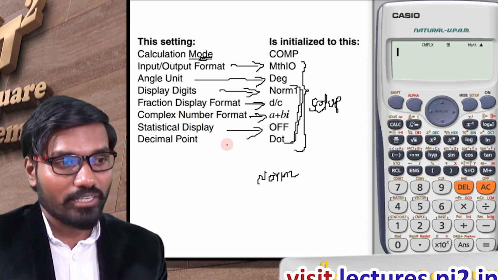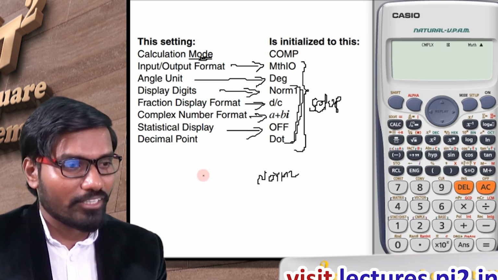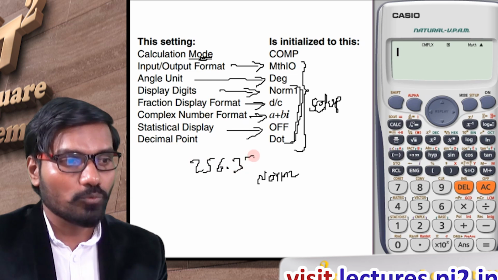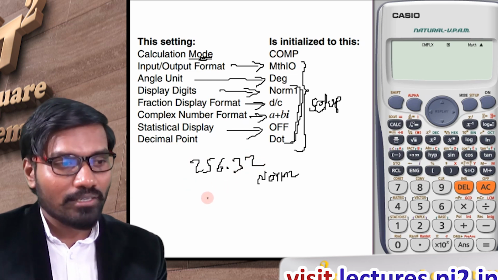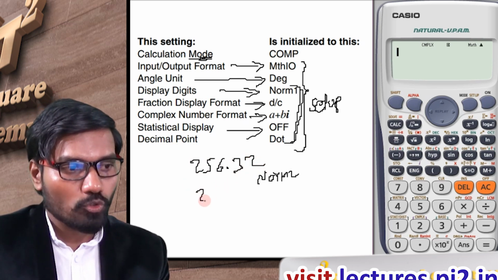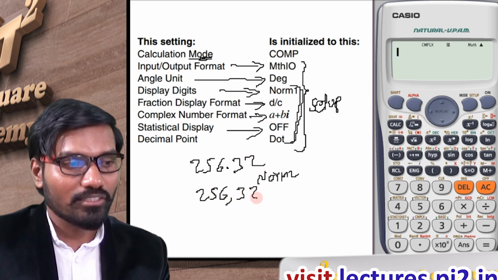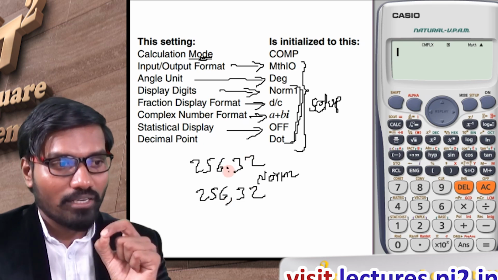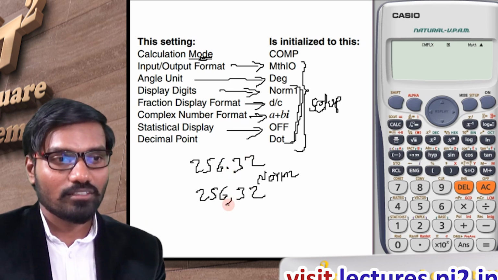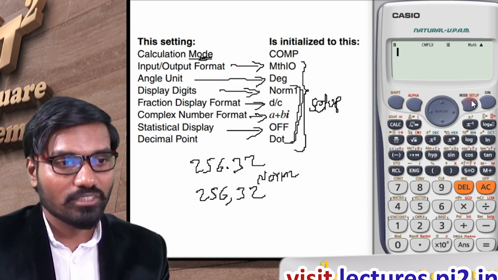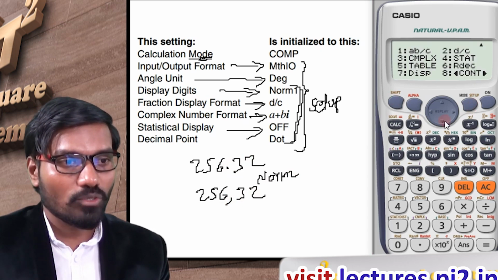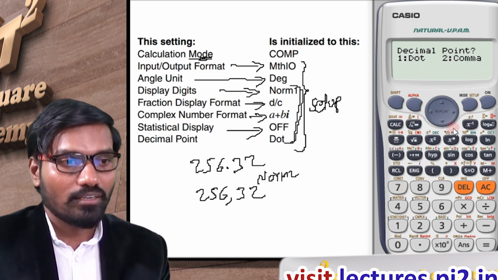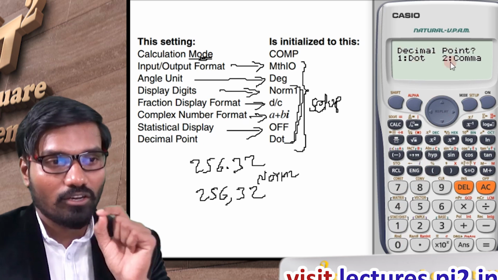Next, decimal point. In some countries, if you want to represent 256.32, we represent it like this. Some countries do represent the same number as 256,32. So the decimal point will normally use a point, but some countries do use a comma. To set that up: shift, setup, go down, display, 7 is there, right? Go for this display. You want the decimal point to be dot or comma.